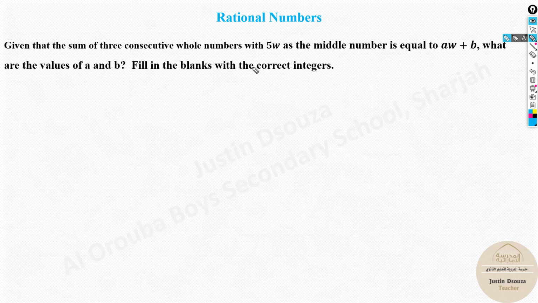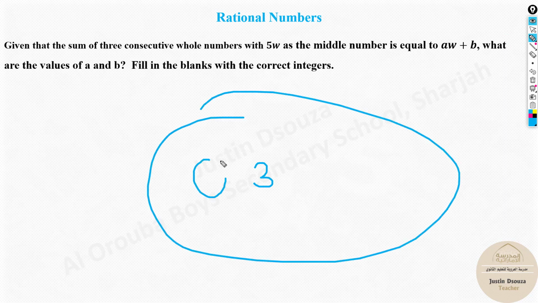Now, let's understand this a little bit. If I say I have three consecutive whole numbers and the middle number is 3, what's the next number and what's the previous number? Because I have three total numbers: blank, blank. I know the middle number is 3, so you just do plus 1 to get 4 and minus 1 to get the previous number 2. This is how we do it.